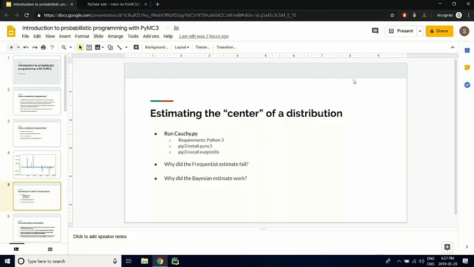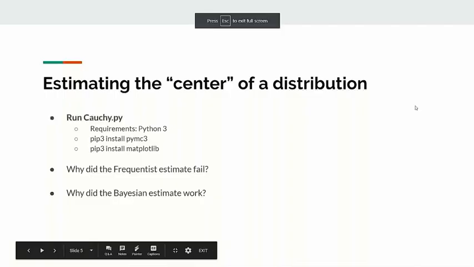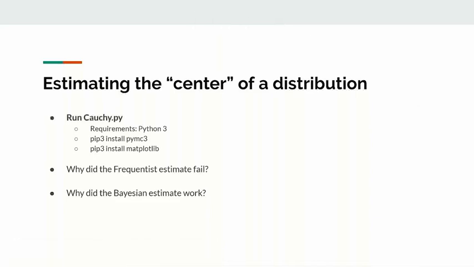Okay, so the question is, why did the frequentist estimate fail? Does anyone want to give it a try? Exactly. So for the Cauchy distribution, we don't have an expectation. We don't have a mean. Okay? So the Cauchy doesn't have a mean, so it's not possible to estimate a mean from the samples.